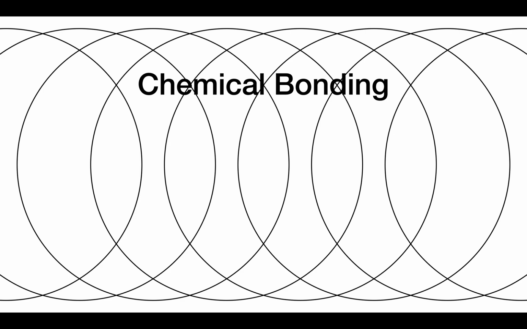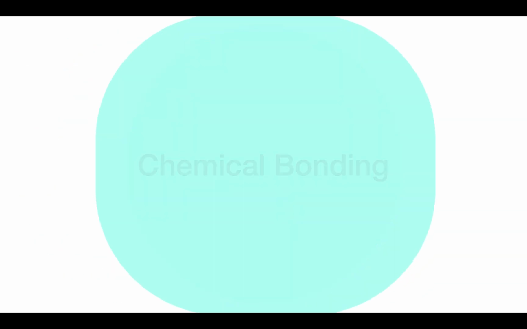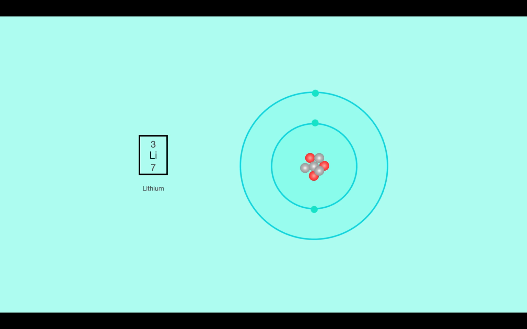Okay, let's talk about chemical bonding. Now, this is all about how elements in the periodic table bind together to form compounds. Look at a copy of the periodic table and you'll see every square has a chemical symbol with two numbers. So I've chosen lithium, 3, 7. What do those numbers mean?